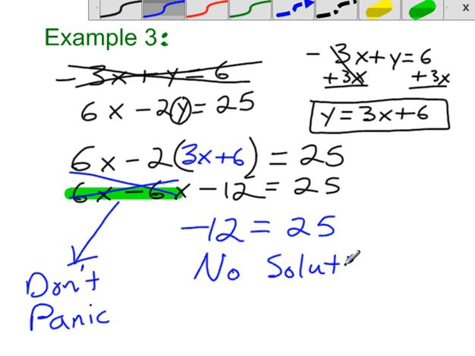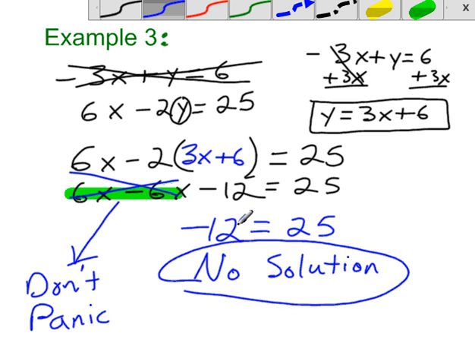And for future reference, if you are left with a true statement like, for example, 80 equals 80, the answer is infinite solutions. On a no solution graph, that means that these two lines were parallel. And if you don't believe me, you can check that by simply solving both of them for y. We already have one, so solve the other one for y. And what you'll see is the slopes will be the same.